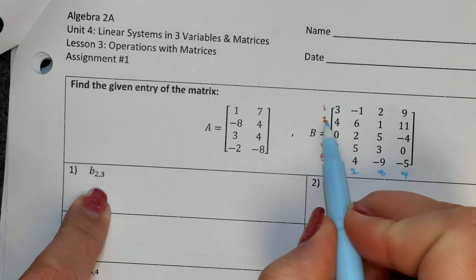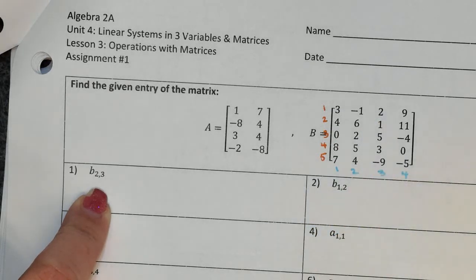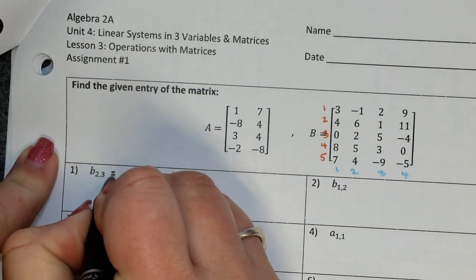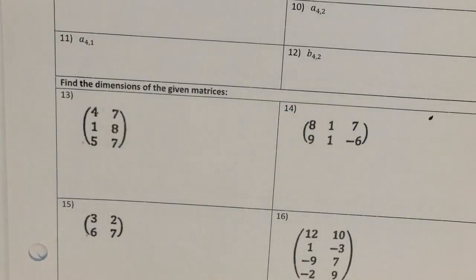So we're in row 2, column 3, which is this number 1 right here. Give me a 1 through 5. I think I can handle 1 through 12. Okay, good. Then, once you have done 1 through 12, you move on to these ones, which say to state the dimensions of the given matrix.